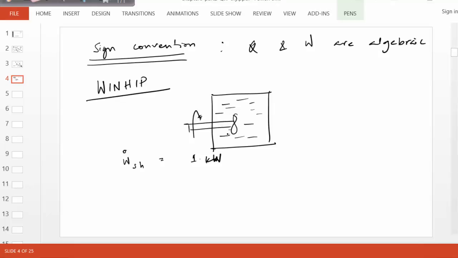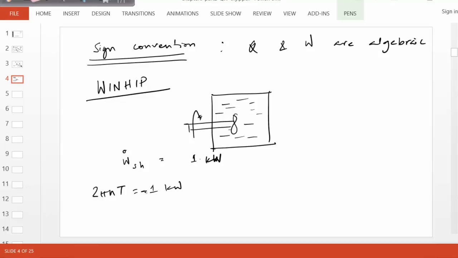If you understand that, first use the formula, the 2 pi n t. Suppose somebody gave you the torque, somebody gave you RPM, you convert to RPS, and you found it to be 1 kilowatt. First find the magnitude. Then you say, okay, what is the sign? Work in is negative. Therefore, it would be negative 1 kilowatt.